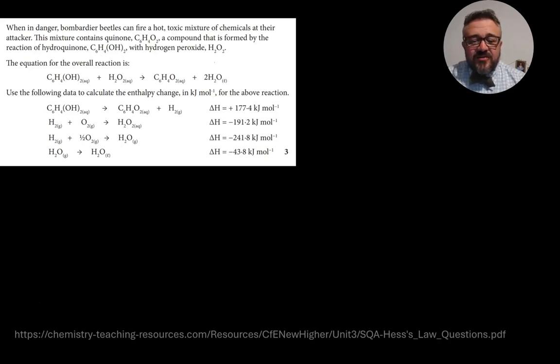The equation for the overall reaction is C6H4(OH)2 plus hydrogen peroxide aqueous goes to quinone plus 2 waters as a liquid. Now we've got a tricky step here, and this is our target equation, right? We're happy with that. And we're going to do this in the cycles.